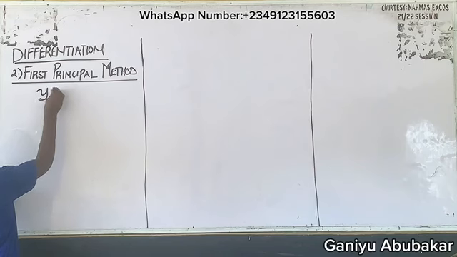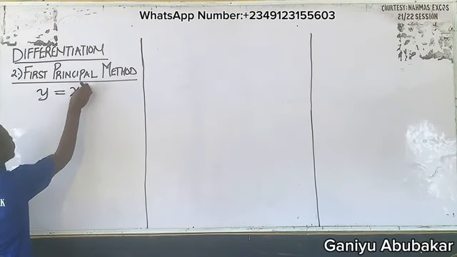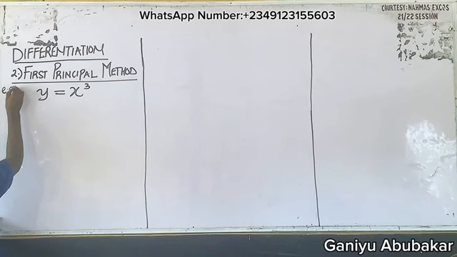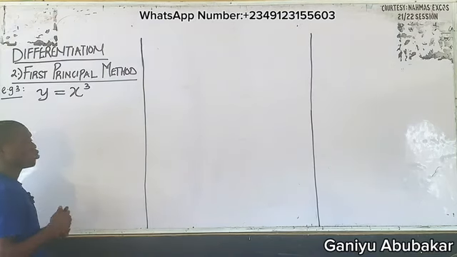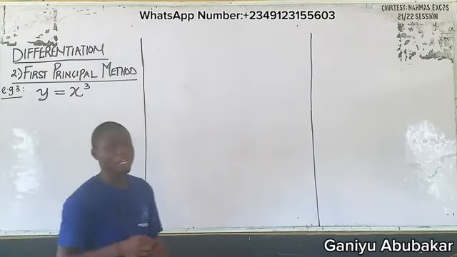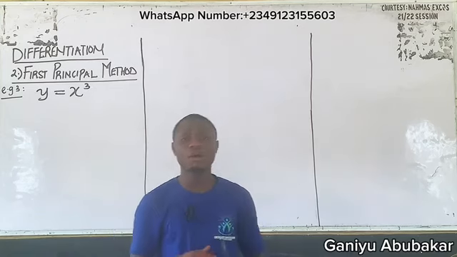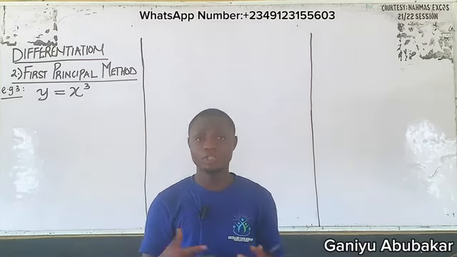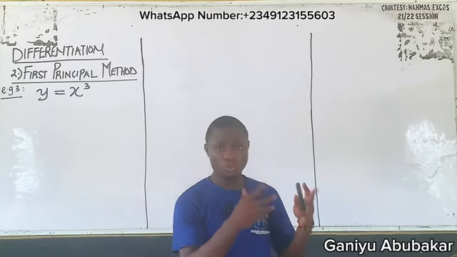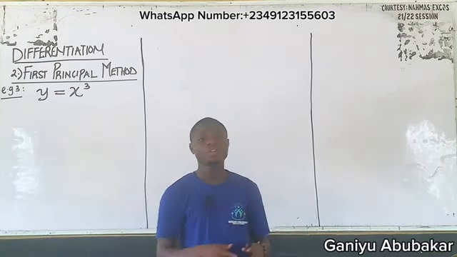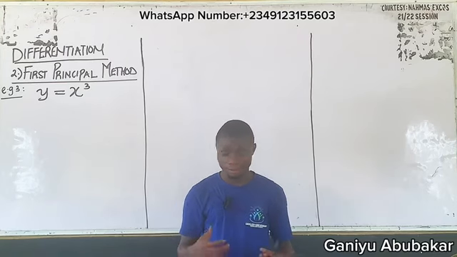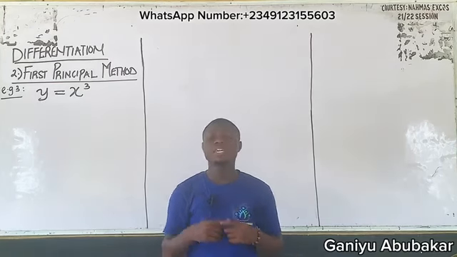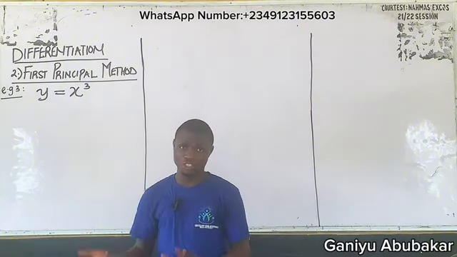Let's say I have example 3. Let's say I have that y is equal to x cubed. To differentiate this using first principle, what do we do? I always say that before you use first principle, try checking your first method, called the general method, which says: multiply by the power and subtract 1 from the power. That's the concept for the general method of differentiation.